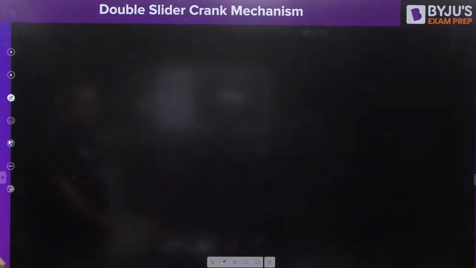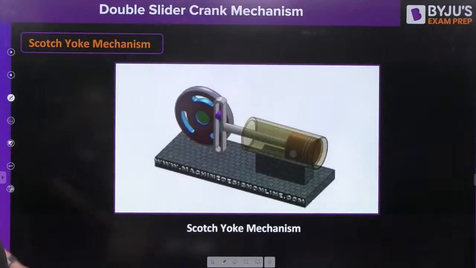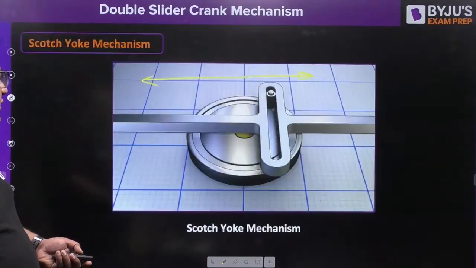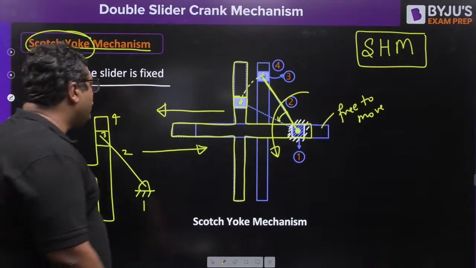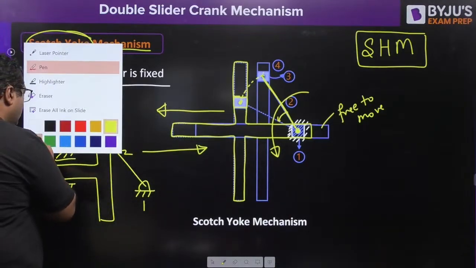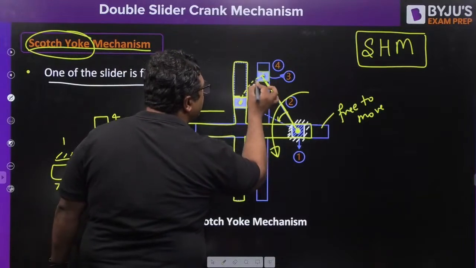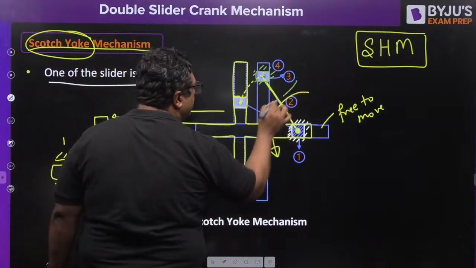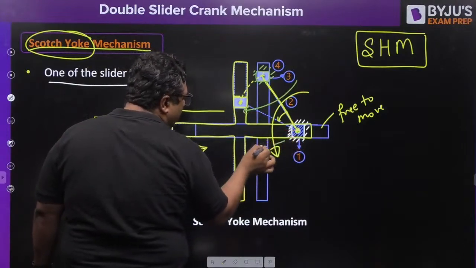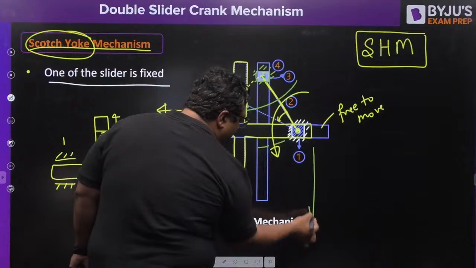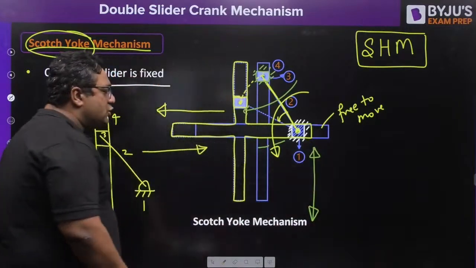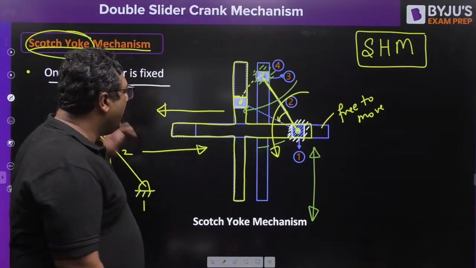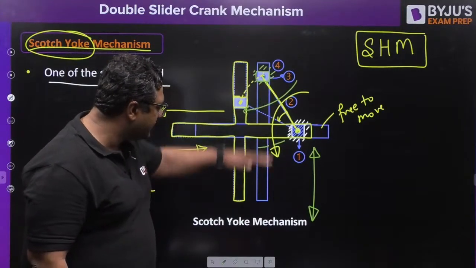Okay guys, now we will try to see what will happen if we are going to fix another slider. So let me show you that. If we would have fixed slider number 2, then what will happen? You will be giving rotation to this like this. And when this would be rotating, this time this part would be going in SHM like this. So when this slider is kept fixed, SHM is going like this.